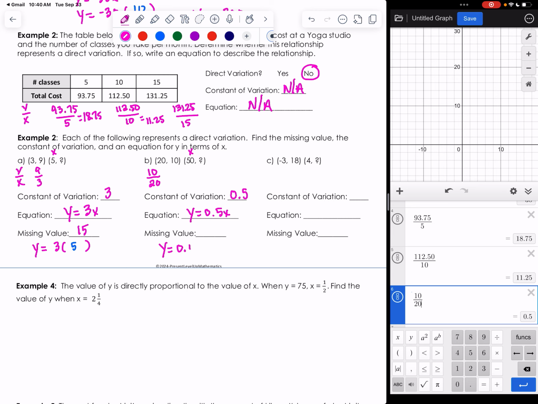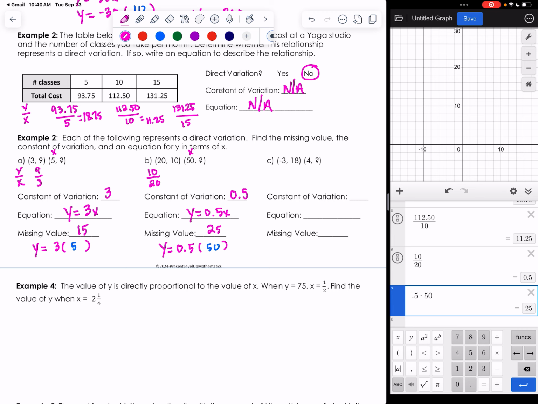Now to find our missing value, we know that x is 50, so what is the value of y? Well, let me put our equation. I'm going to plug in our x value, which is 50. So I'll say 0.5 times 50. So that would give me a missing value of 25. All right, next problem. I want you to pause the video and try it on your own.